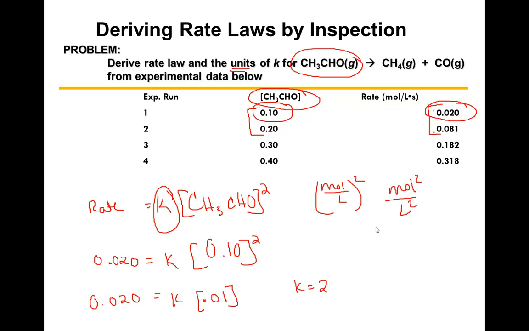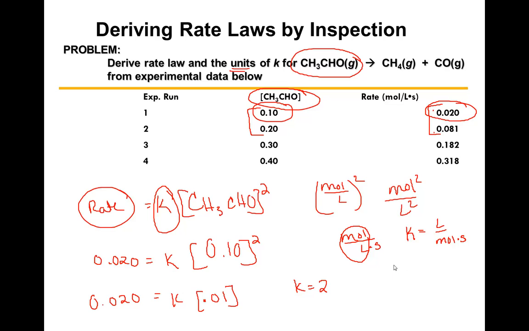If the rate is always going to be moles per liter per second, that means we need a moles per liter at the end. So that means K would then have to be liters per mole per second. That sounds confusing. We're going to go over that again.